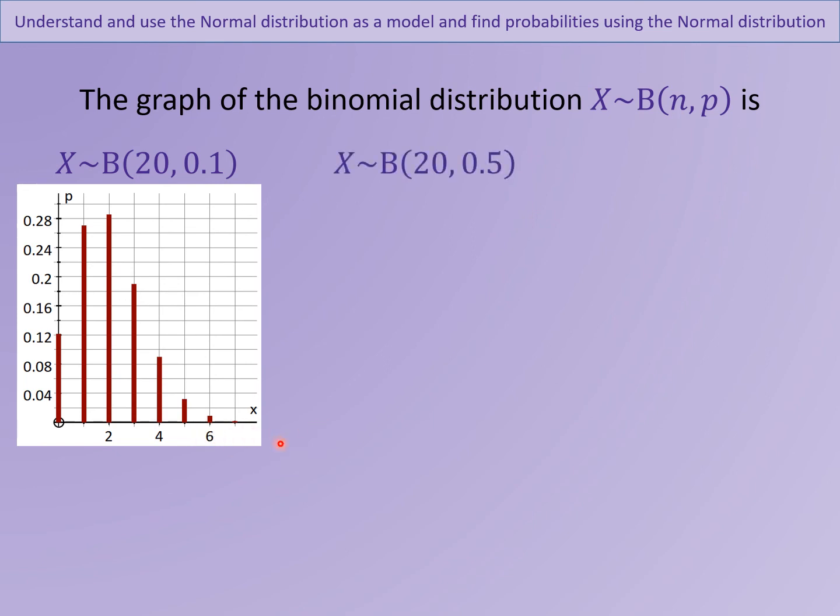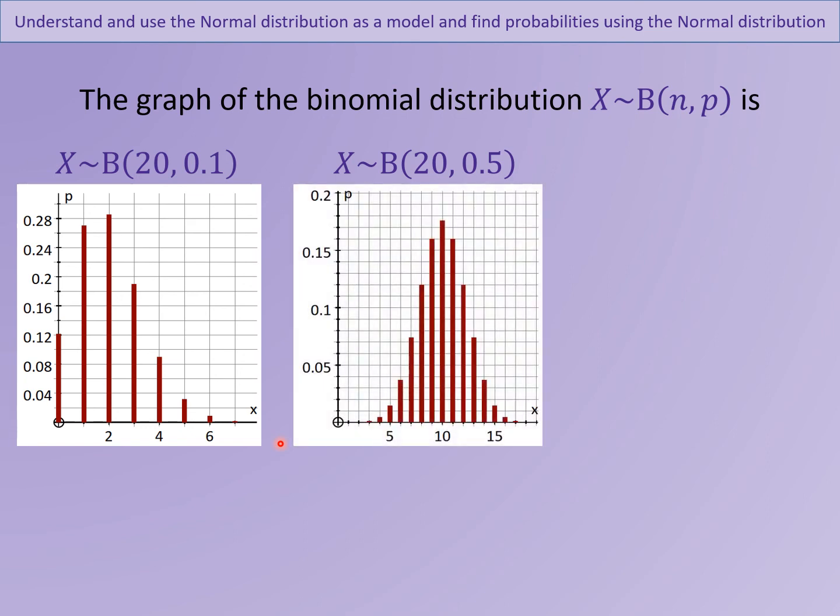Even though there's a probability of it happening, it's too small to worry about. And what about if we get that probability up a bit? We go to 0.5. Well, at 0.5, it looks like that. Okay? That's the same set of data, 20 trials. All that's changed from there to there is the probability of success.